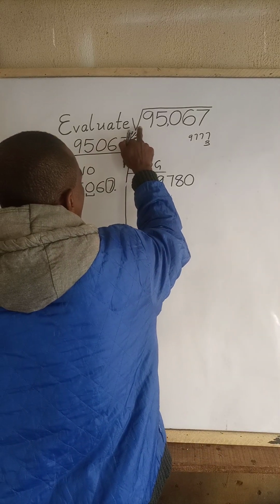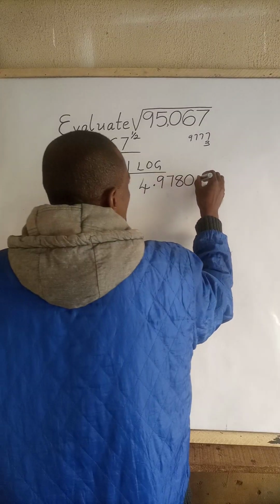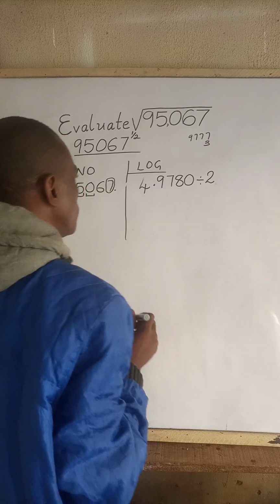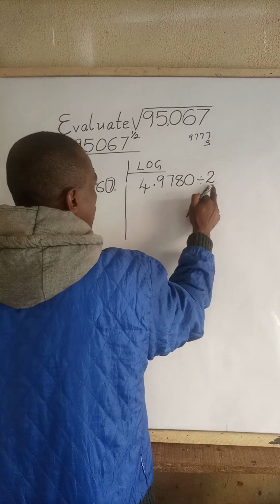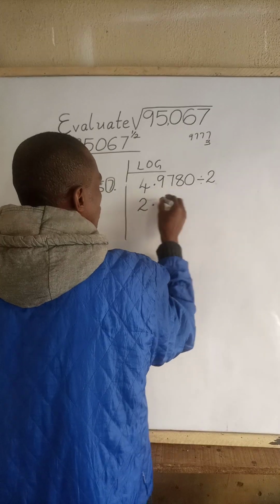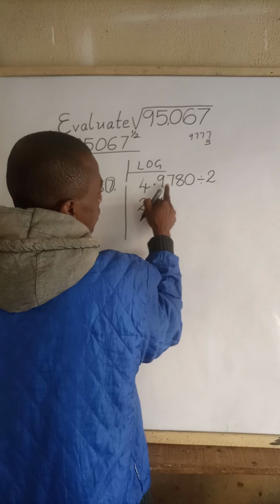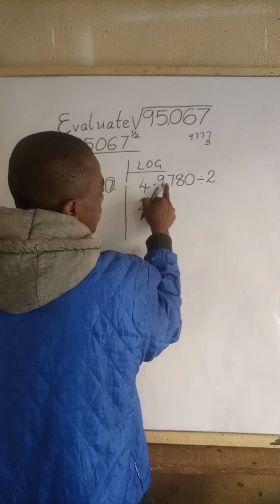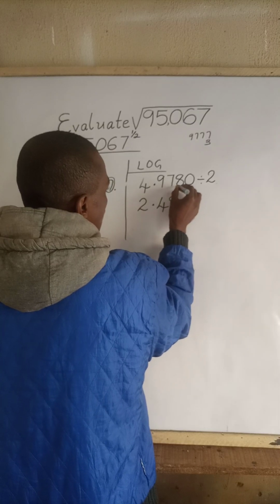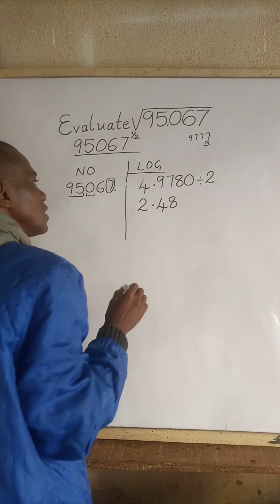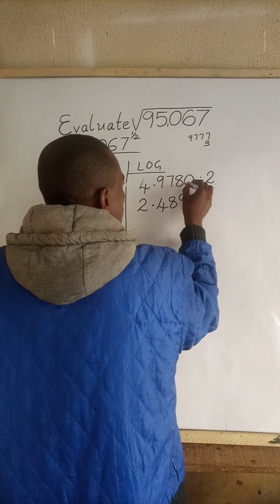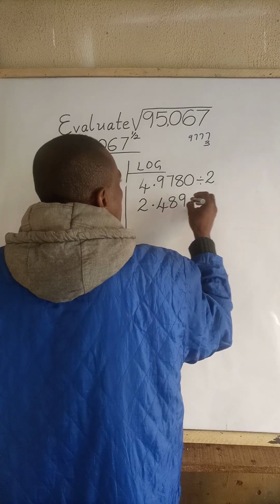The next thing that I will do now is, remember that what we have is a root, and the root that we have here is a square root, meaning that I will divide this by 2. So 4 divided by 2 will give us 2. Point. 9 divided by 2 will give us 4, remember 1. When I attach it here, it will be 17. 17 divided by 2 will give us 8. Remember 1. I will attach it here, it will be 18. 18 divided by 2 will give us 9. 0 divided by 2 will give us 0.